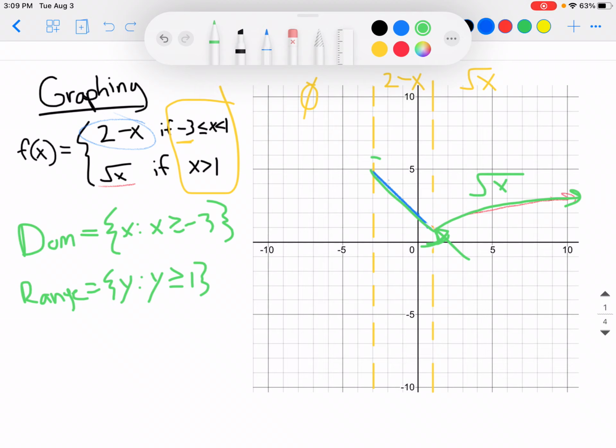And then for the intercepts, there are none. Or actually, I take that back. It touches the y-axis at 0, 2, but there's no x-intercepts. And so there we go. That's our problem. We graphed it, we found the domain and range, and any intercepts.